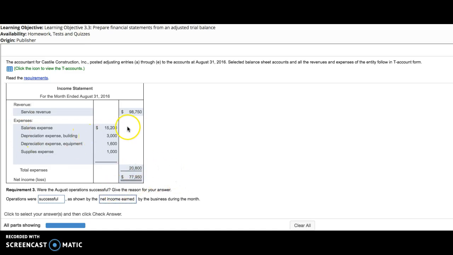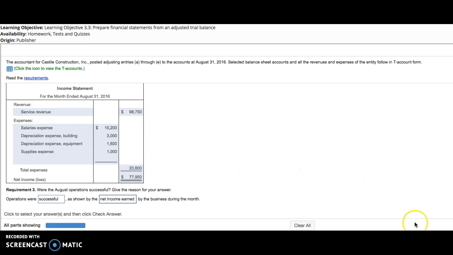So it's not shown by this number here, because if, say, we add a 0 to this, it's 152,000, then we're in the hole. And so we're not measuring our success by how much service revenue or gross income that we have. We're measuring it by the net after the expenses that come about during the accounting period to make this money.